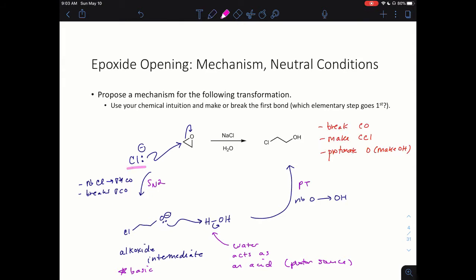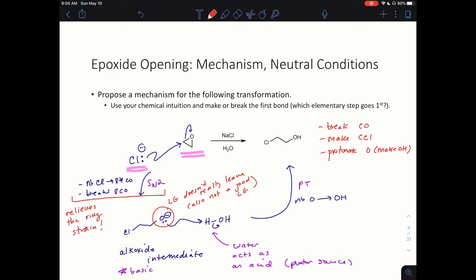No problem, right? Electron-rich species attacks the electron-poor species in an SN2 reaction. Now this is a little bit weird because the leaving group would be the O- and it doesn't really leave. Also, this is not a good leaving group, right? It's a strong base. So why does this SN2 even happen? Well, it happens because in this first step, the SN2 reaction relieves the ring strain associated with the three-membered ring. So that's the driving force for this process.